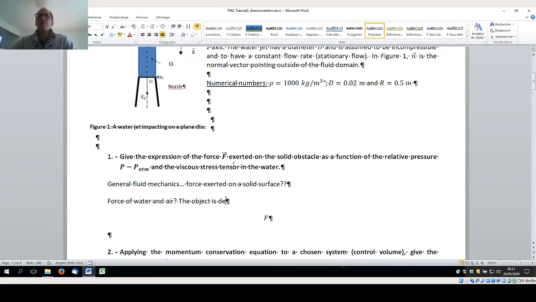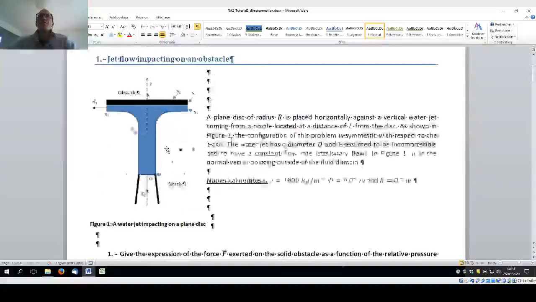So we say that the object is defined with the surfaces which are provided here. So this is S2, which is in contact with the air, SV in contact with the air also, and SI, which is in contact with water.